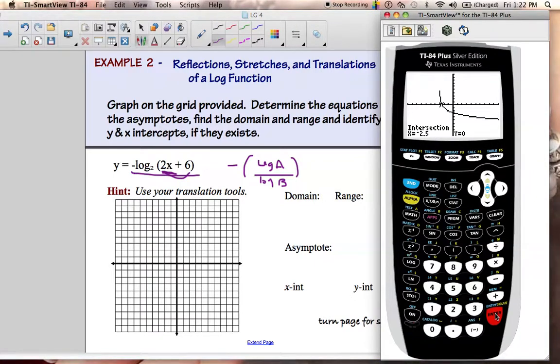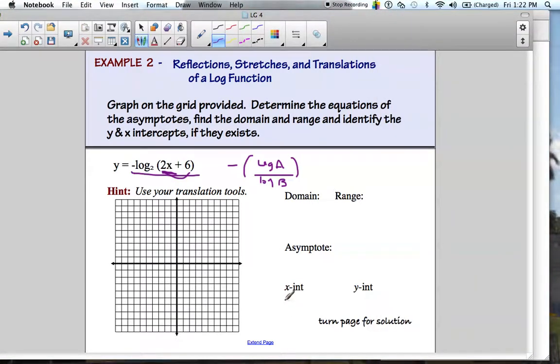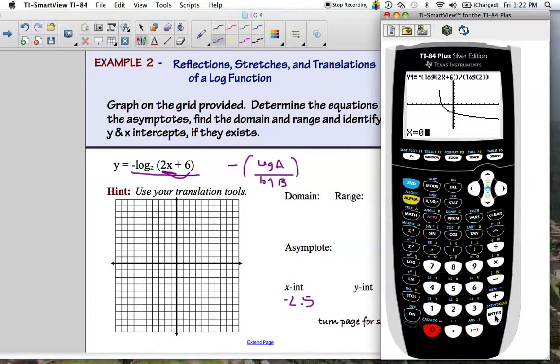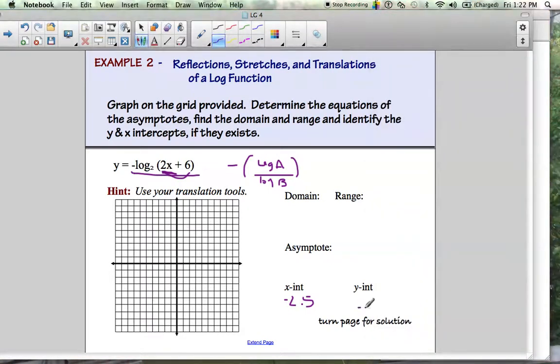So we got negative 2.5. Okay, so negative 2.5 is our x-intercept, which we write here. Negative 2.5. Okay, now let's go find our y-intercept. That's the easy one. Let's just trace 0, enter. And that is negative, let's do two decimal places, 5.8. So negative 2.58.